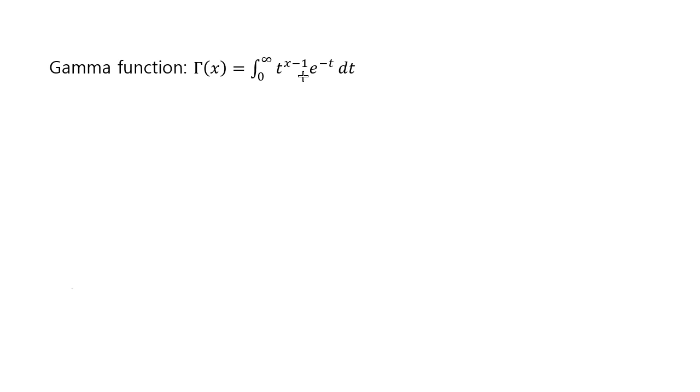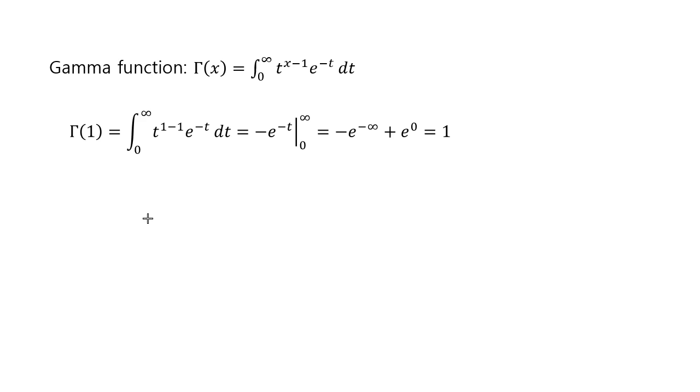Here we have an integral whose value depends on x, and we call this the gamma function. To understand what this integral is doing, I think it's helpful to evaluate it for a value. Let's say x is 1. That means you're plugging in 1 here, and you get t to the 1 minus 1 power, which is t to the 0th power, which is just 1.